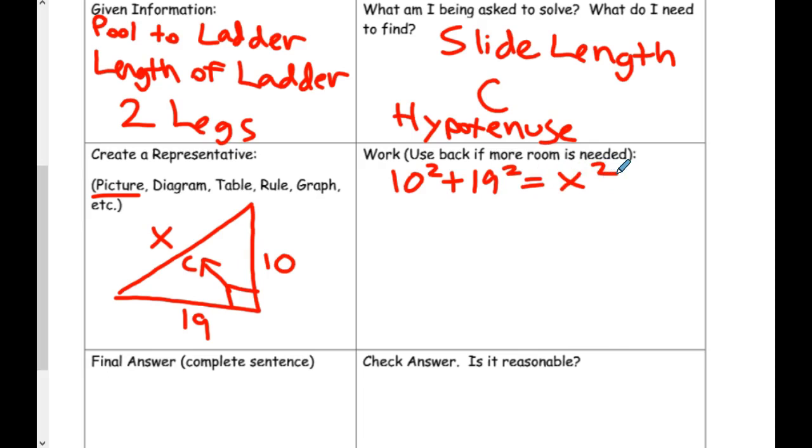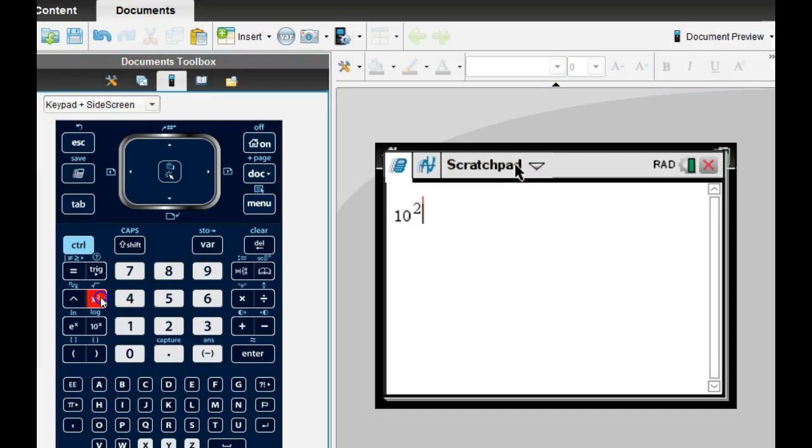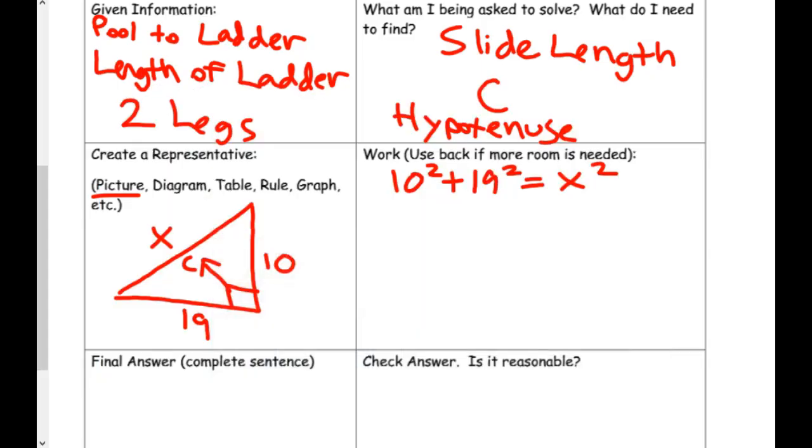So, if you're writing this down, hold on one second. 10 squared plus 19 squared, calculator's my friend. One step on this. I get 461. And last step is square root. I'm going to save you a little time.